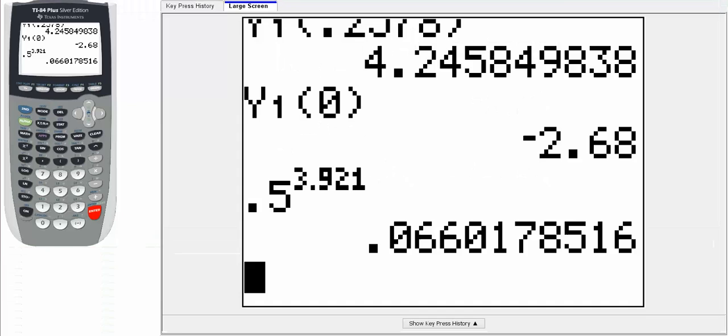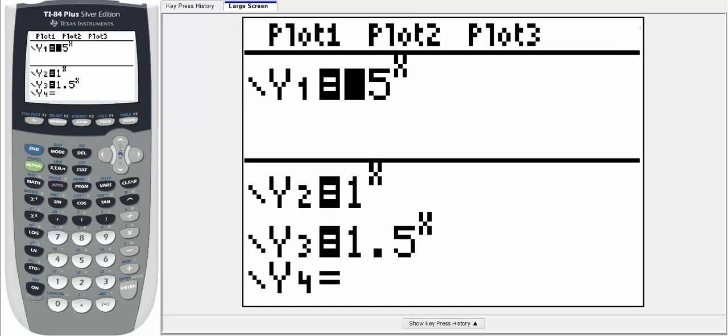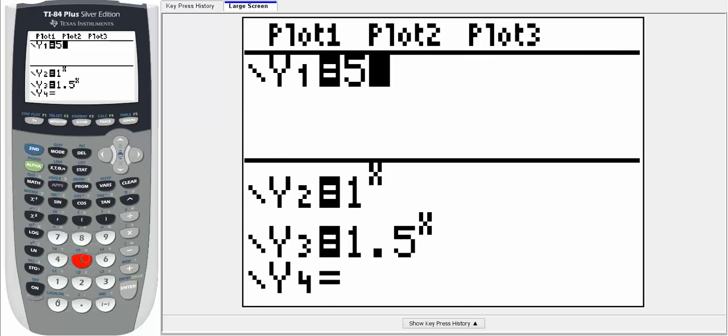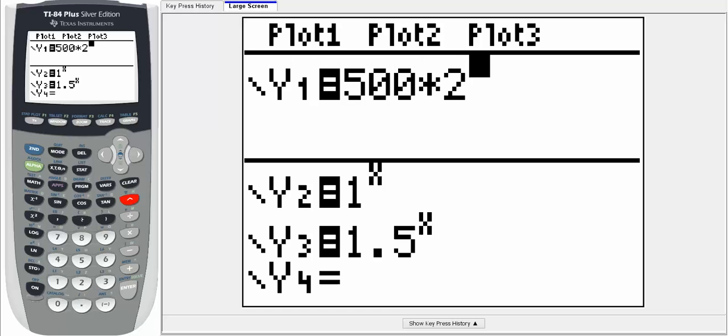This is a good reminder here. Do you remember how I said to do this on your calculator? Put the function in as the first function. What was it? 500 times 2 to the negative 0.15x, like that.